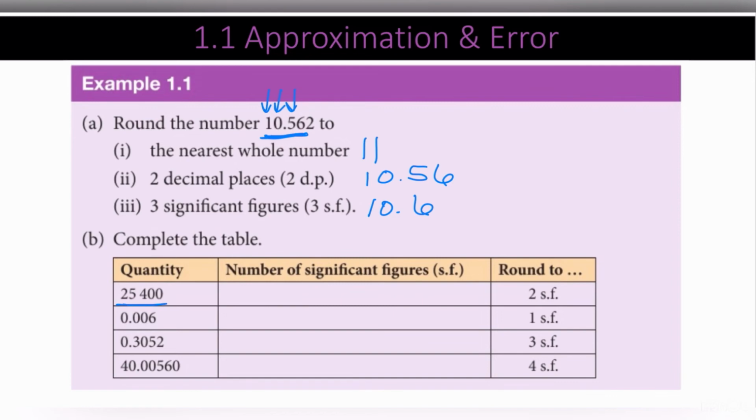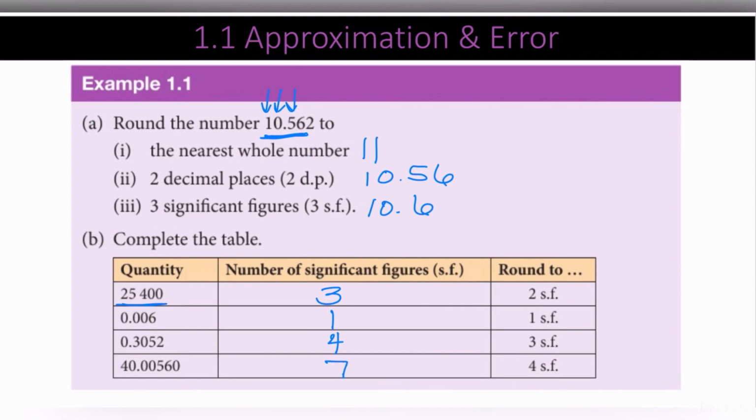Notice the first one has these trailing zeros, so that's going to have 3 significant figures. 0.006 is going to have 1. 0.3052 is going to have 4. 40.00560, every single digit there is going to be significant. So that's 2, 4, 6, 7 significant figures.